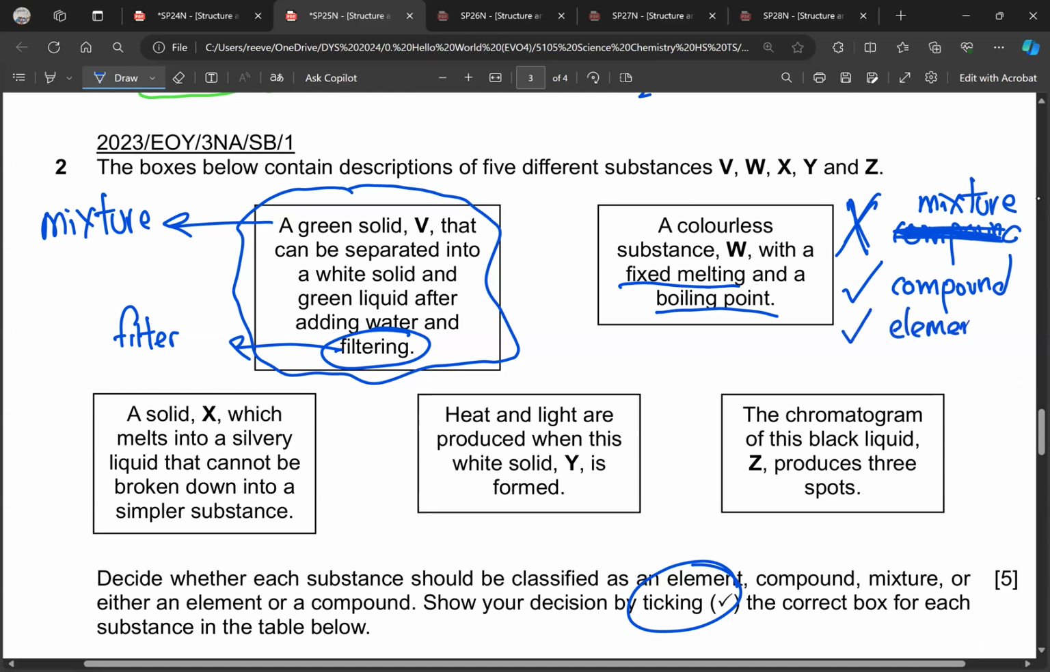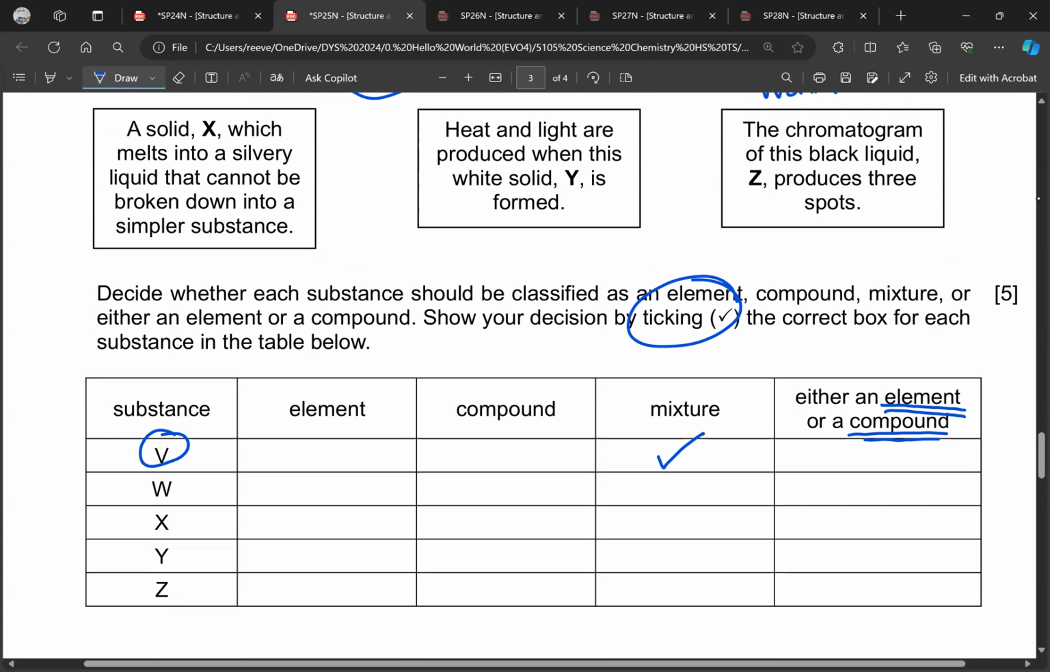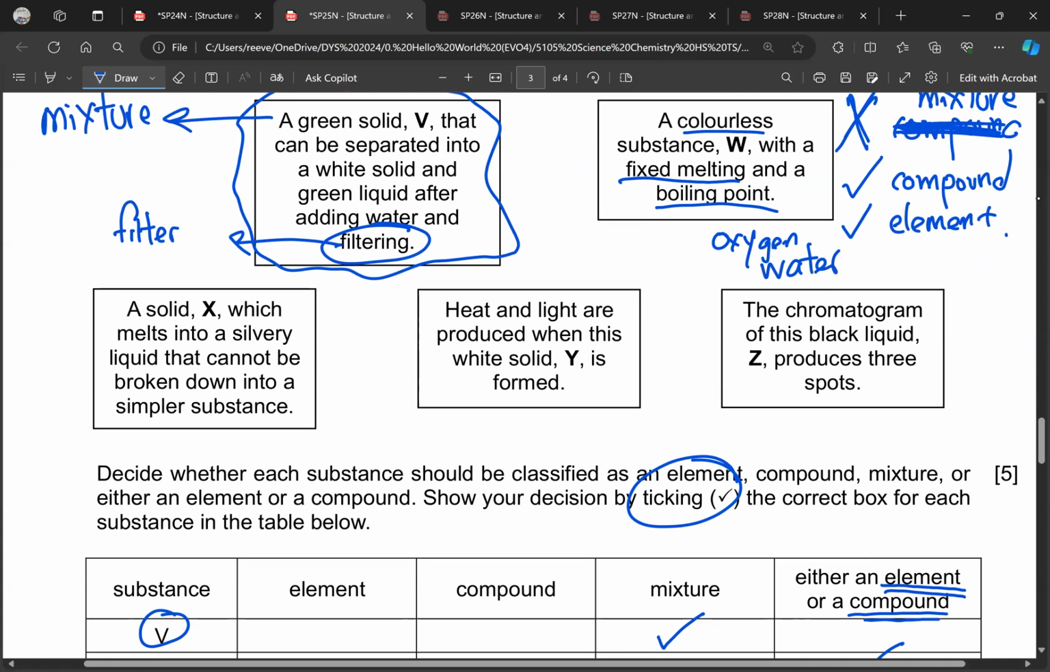element. Really? I give you a colorless element. Example, oxygen. Oxygen is colorless. It has a fixed melting and boiling point. Alright. I give you another, a compound, not element. Water. Water is also colorless. It has a fixed melting and boiling point. Correct? Boils at 100 degrees Celsius. So it can be either an element or a compound. I won't know, unless they tell me it can be separated using electricity or what. So no, they never say much. They just tell me colorless.